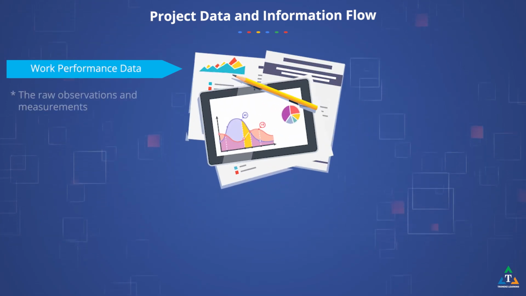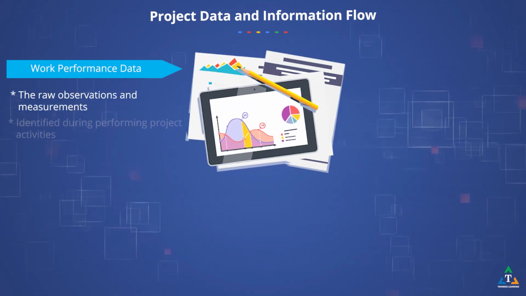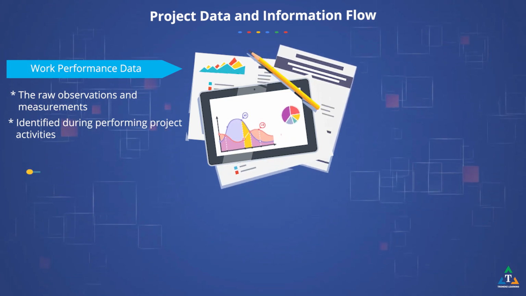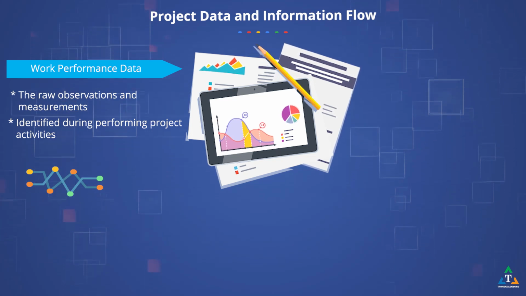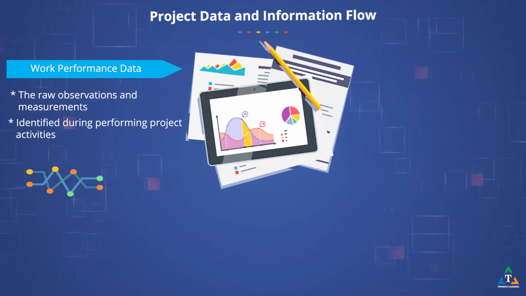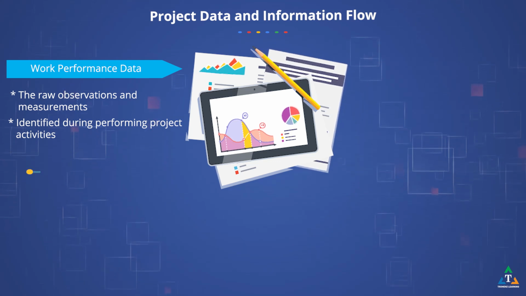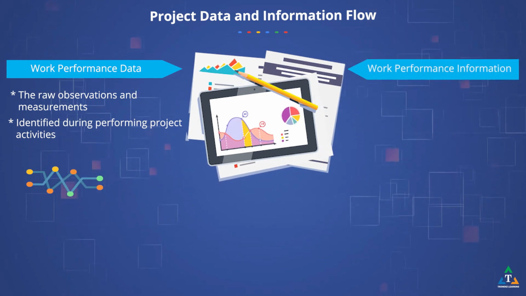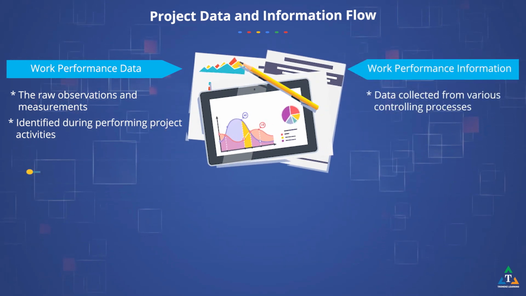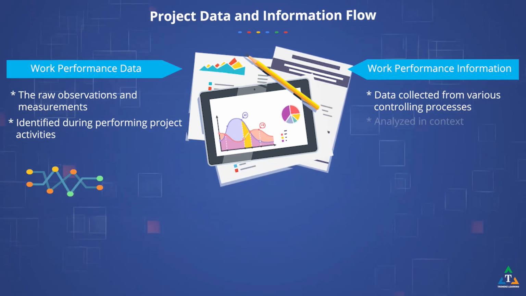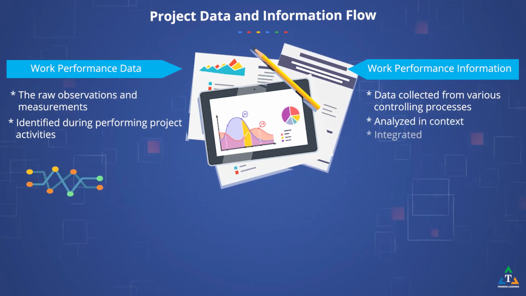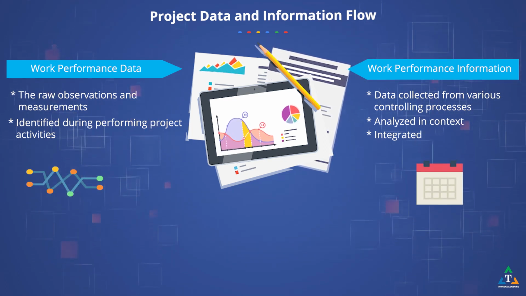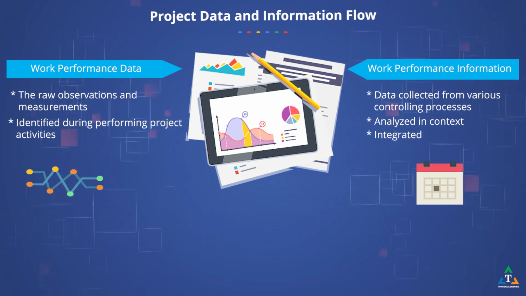Work performance data is the raw observations and measurements identified during activities performed to carry out the project work. These are the actual numbers being maintained for the project. For example, 50% or 40% variance between the actual finish and planned finish of a task. Work performance information is the performance data collected from various controlling processes, analyzed in context and integrated based on relationships across areas. For example, the task is behind schedule by 10%.